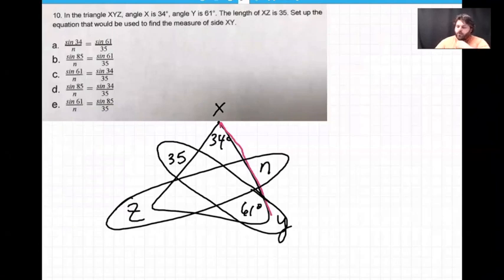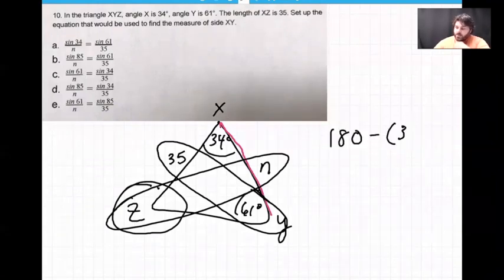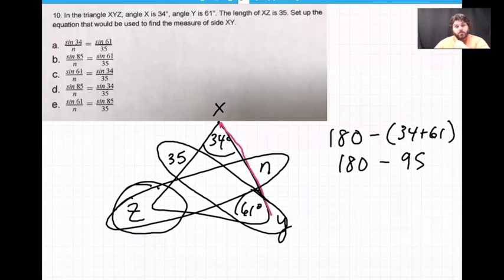But if you remember, from all triangles, if we know two angles, we do 180 minus the sum of those two. So 34 plus 61, that's 95. Remember, there's 180 degrees in every triangle. We already used up 95. That only leaves 85 degrees left over. So we do know angle Z because we know the other two angles.